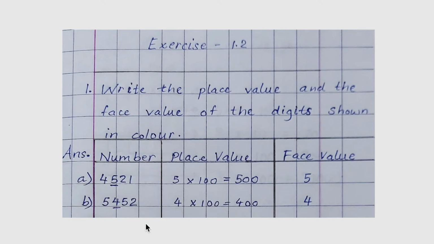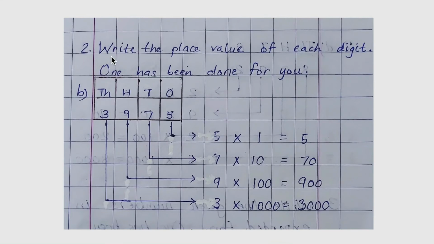Now, next, question 2. Write the place value of each digit. One has been done for you. So, question A is already done for you in the textbook. In question B, which you will write in the Checkline book, like this, you will prepare the place value chart, write the digits in the chart, and then draw an arrow.